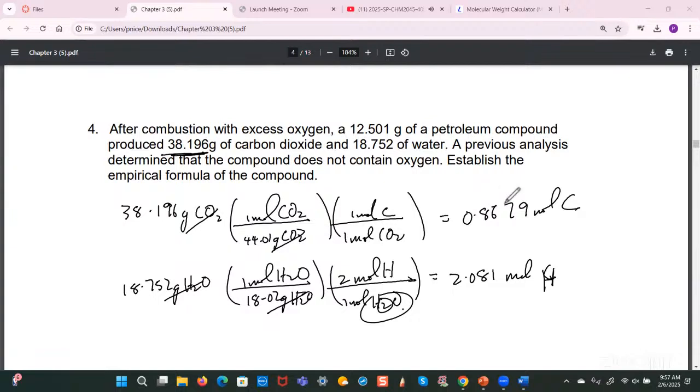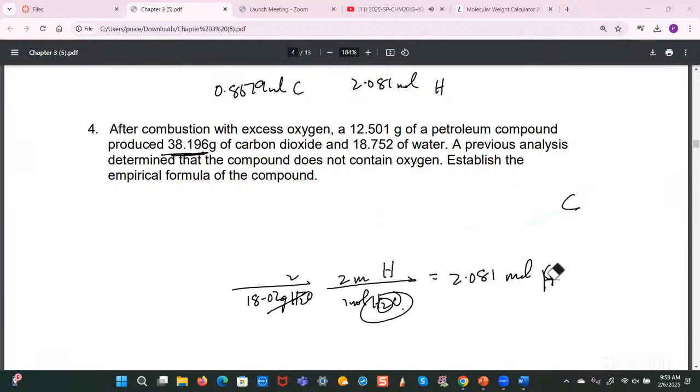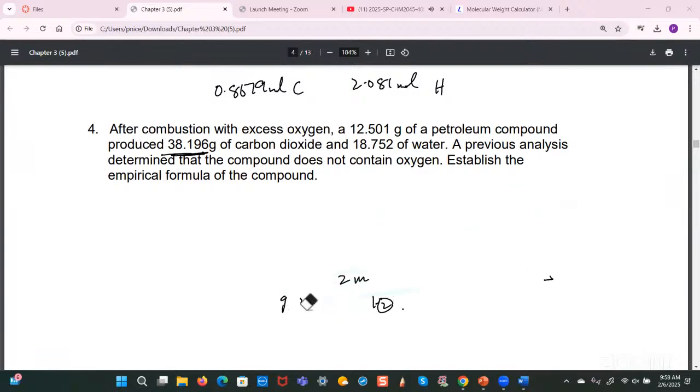Okay, so let me just write these numbers here just to remind me of them. 0.8679 moles carbon, 2.081 moles hydrogen, because I need space. So let me erase. Here. So I'm going to start with my table.